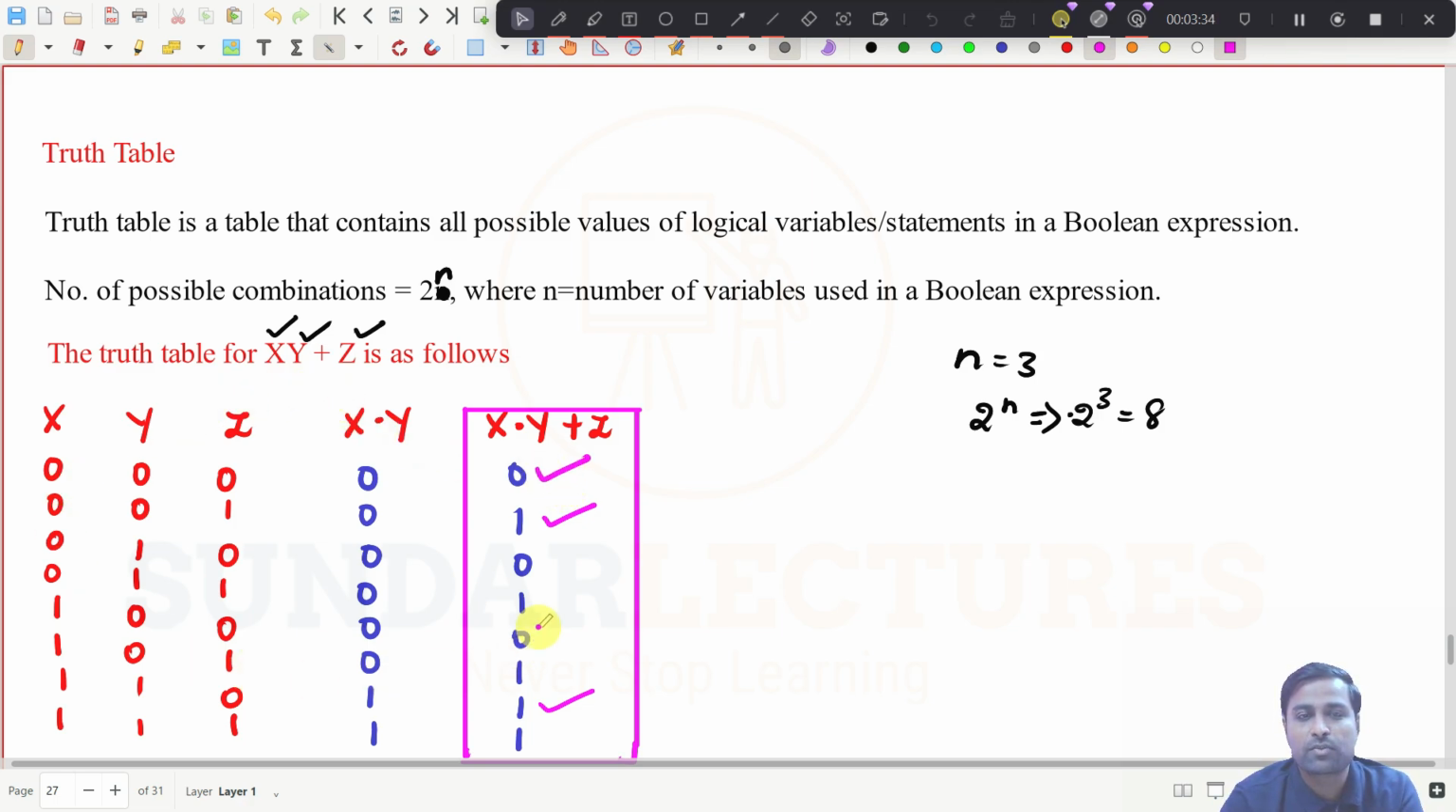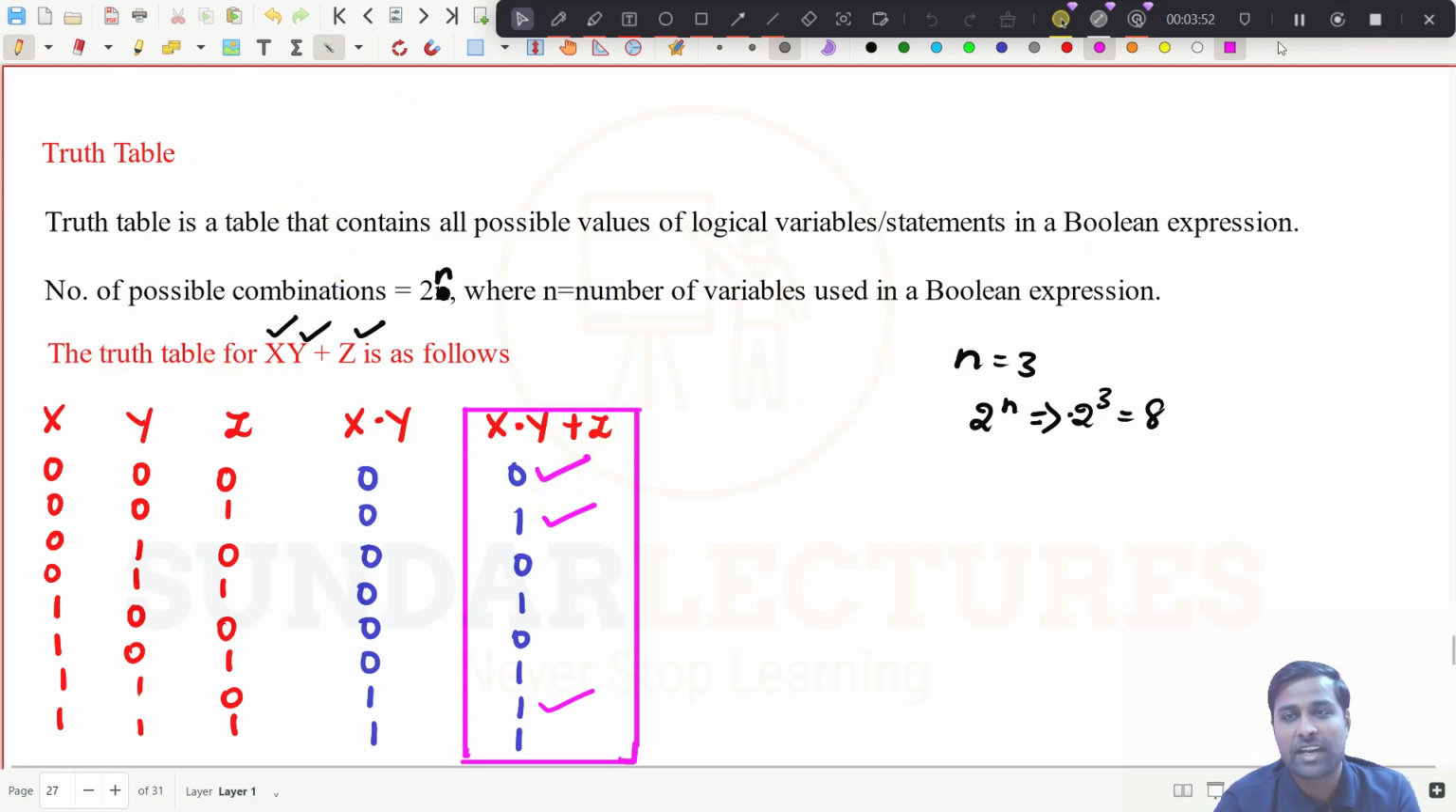And if you see this, what input has been given and what is the performance of the particular Boolean algebra expression has been given here. The truth table will give you the idea. That's all. That is the meaning of a truth table. You have to understand, right?